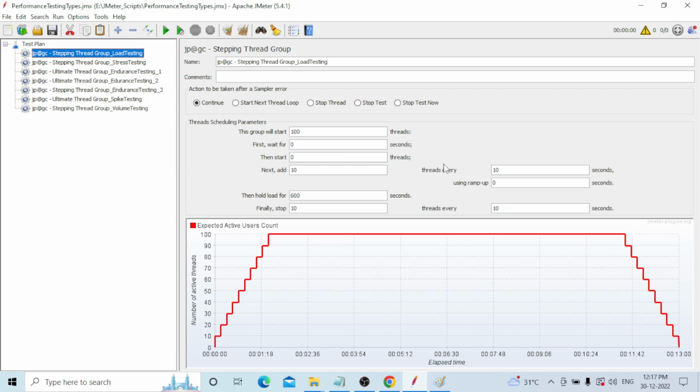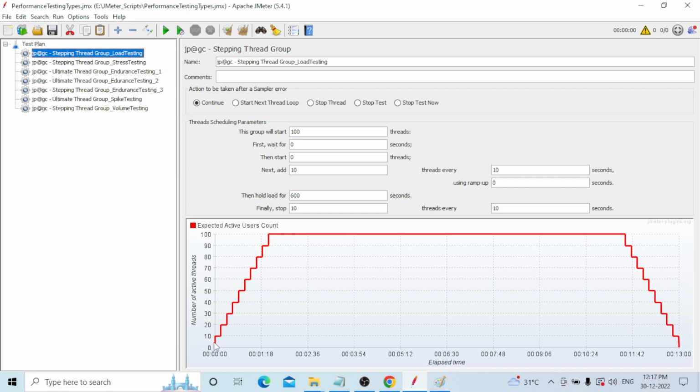This is the way you need to design the load testing and achieve it. This is just a sample I am showing now. Based on your requirement, you can design how much user load, how much ramp up, how much duration, and how to ramp down. It's very simple, not highly complicated. You can easily use the stepping thread group.